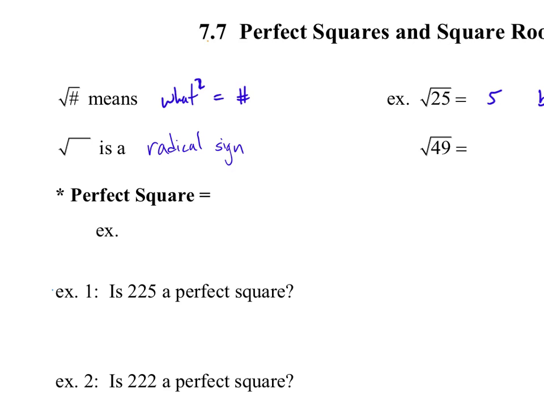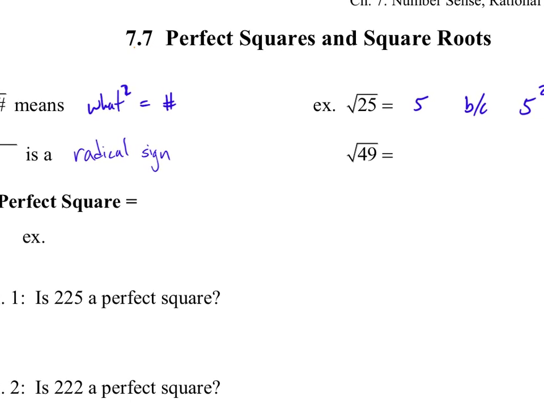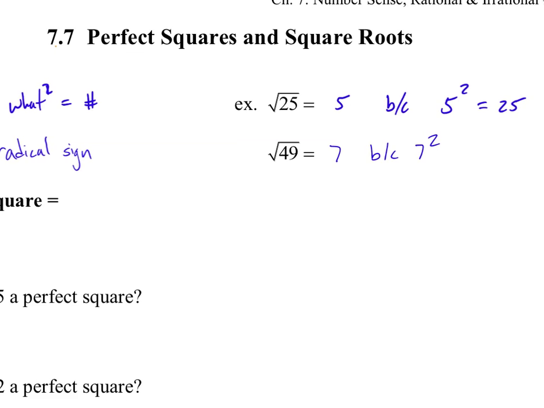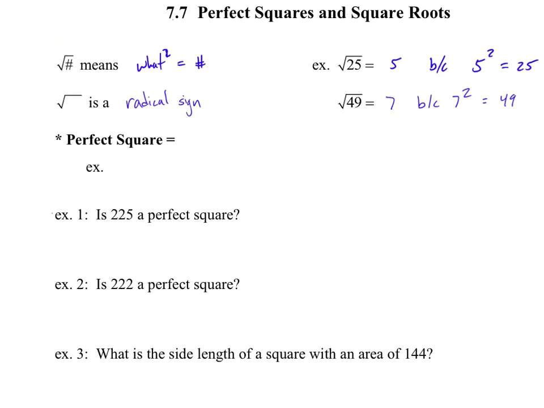Let's do another example. The square root of 49. What squared, what times itself, equals 49? 7 does, because 7 squared equals 49. For your notes, yes, write that out. For your assignment, no, unless it asks you to.